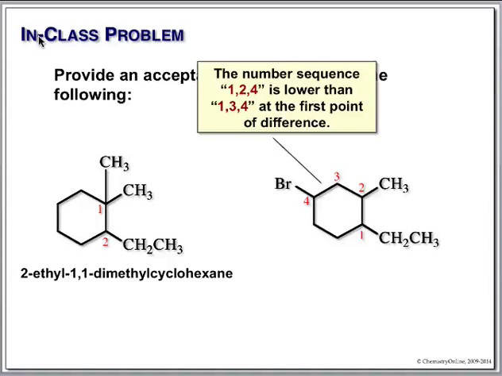Yeah. When you're doing alphabetical order, you don't count the abbreviation, like di or tri? No, you don't count di or tri. Isopropyl is iso.